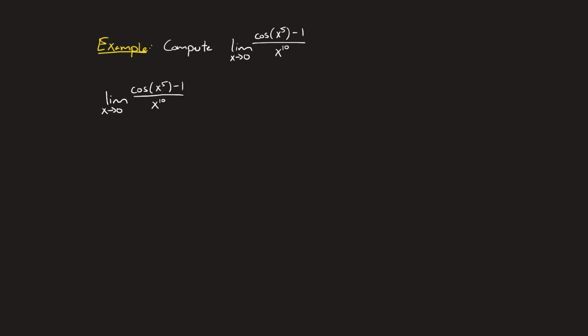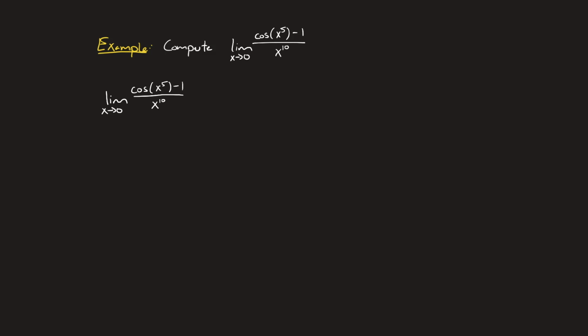Finally, we can use power series representations to evaluate certain limits. Let's look at the limit as x goes to 0 of cosine of x to the 5th minus 1 over x to the 10th. You may notice straight away that this is an indeterminate form. Therefore, we could evaluate this limit by using L'Hopital's rule. However, since the powers on x are so large, this would take forever. It turns out there's an easier way using power series.